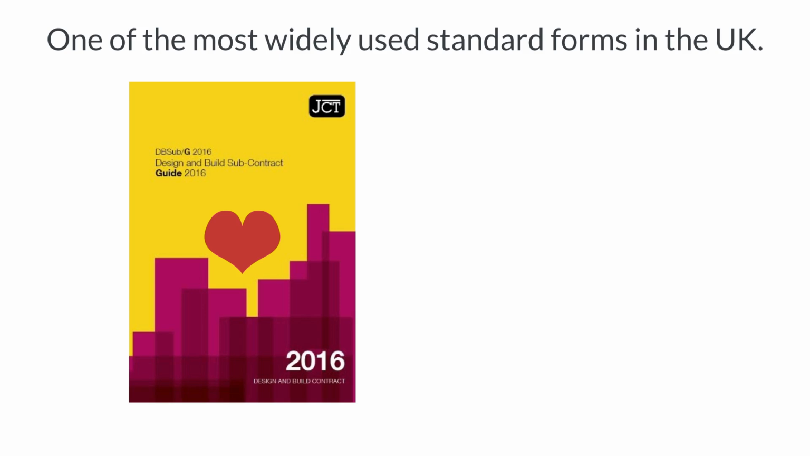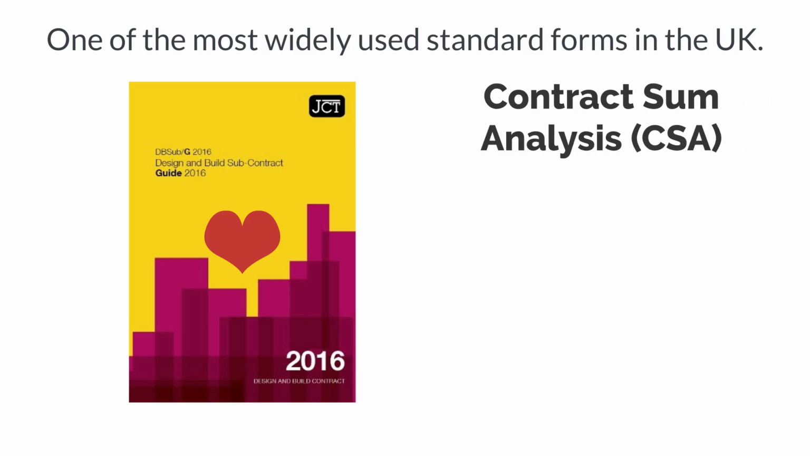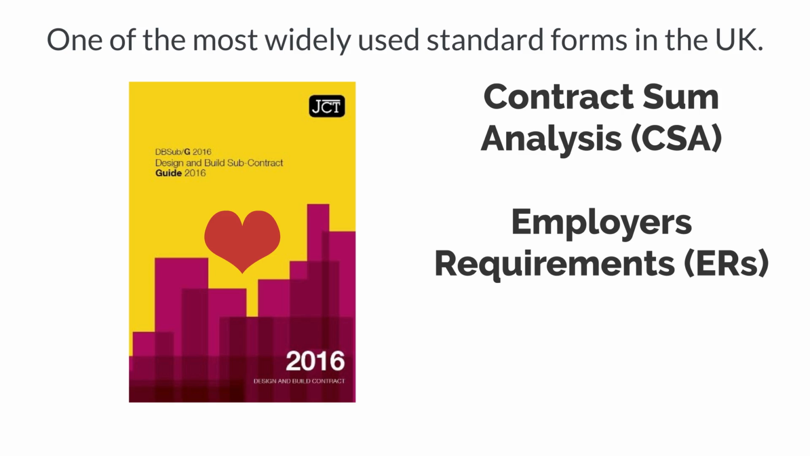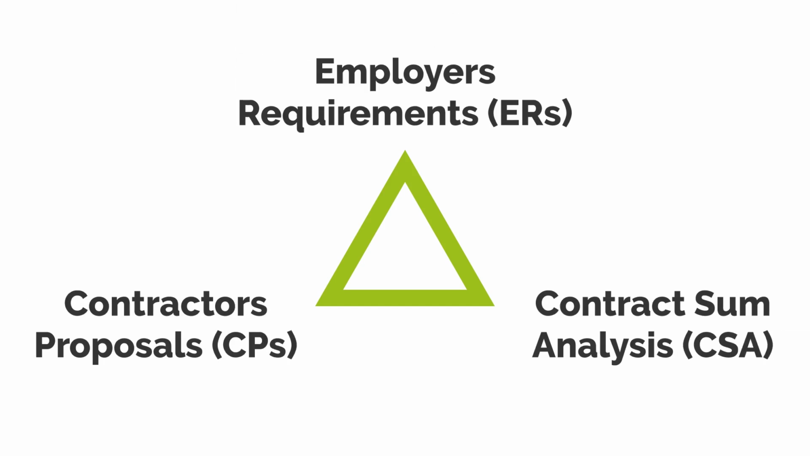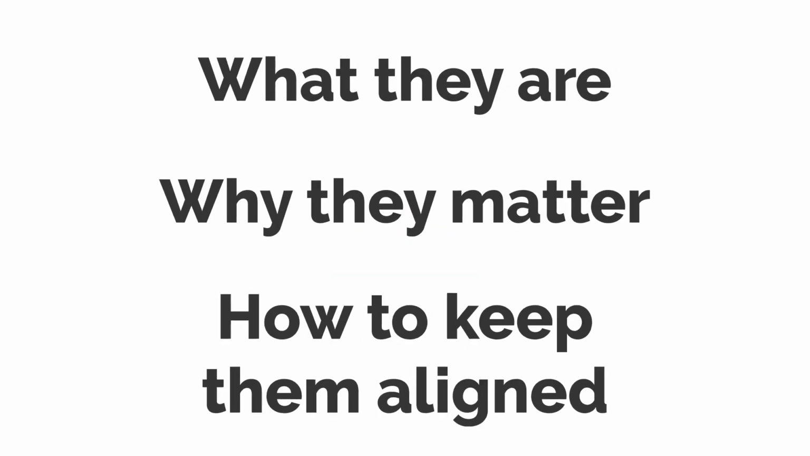And these are: number 1, the contract sum analysis, or CSA; number 2, the employer's requirements, or ERs; and number 3, the contractor's proposals, or CPs. Together they form what I call the Holy Trinity. Let's break them down: what they are, why they matter, and how to keep them aligned.